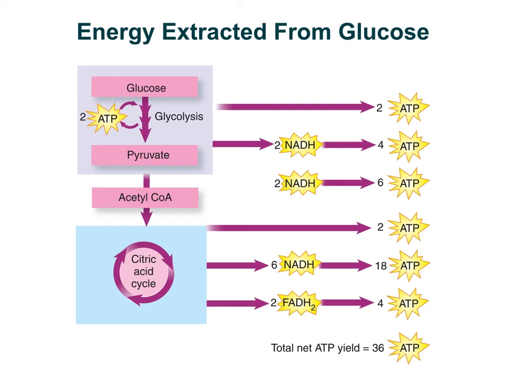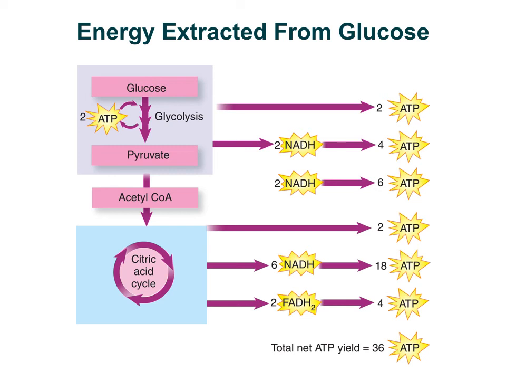Then, in oxidizing our pyruvate to acetyl-CoA, we manufacture 2 more NADH, and that will go on to form 6 more ATP. We then, through the citric acid cycle, form 2 either ATP or GTP, and will form 6 more NADH, which will become 18 ATP in oxidative phosphorylation. Our 2 FADH2 will then go on to form 4 ATP. So from that single molecule of glucose, we generate 36 total ATP.